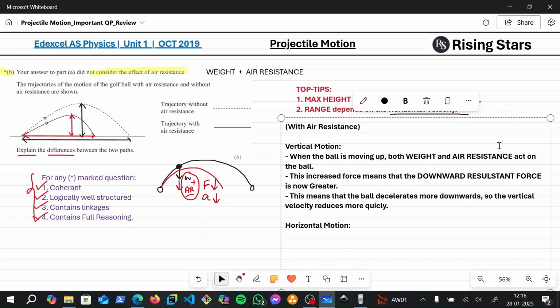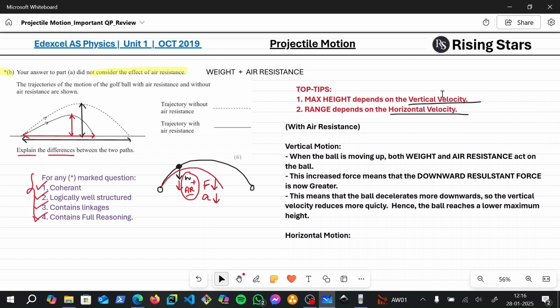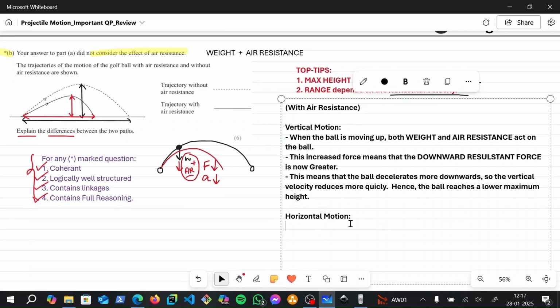All right, so that was all for the vertical motion. We just need to add one more thing here: if the velocity reduces quickly, then the ball reaches a lower maximum height. We have seen that before: if the vertical velocity is less, the max height will be less. This exactly happened here. The ball reaches a lower maximum height because the vertical velocity reduces. So that was all for the vertical motion.